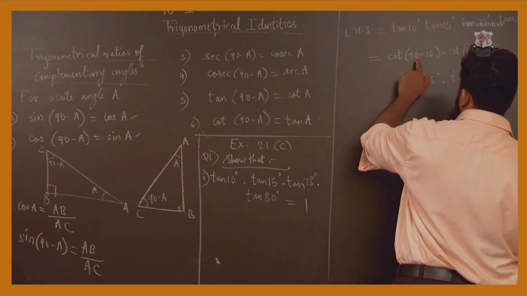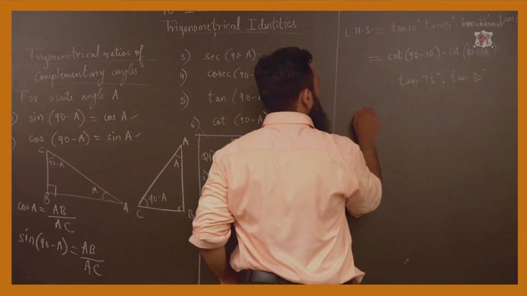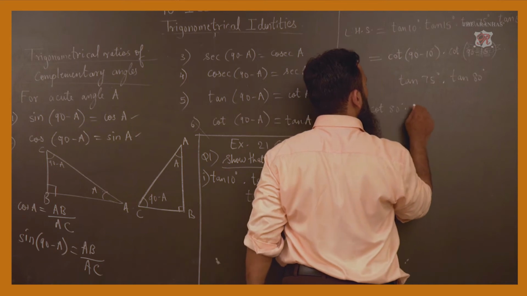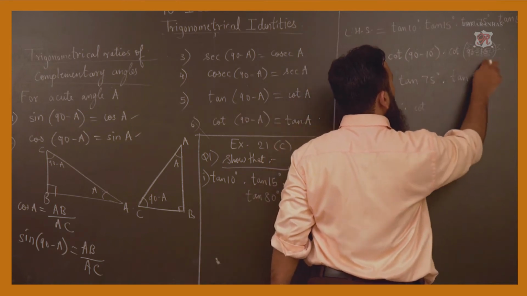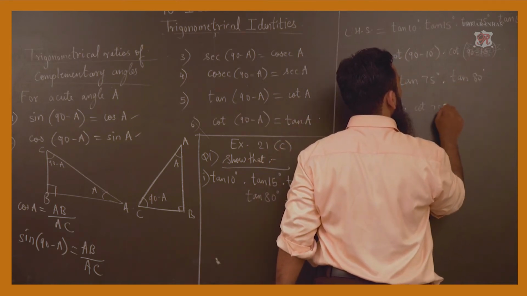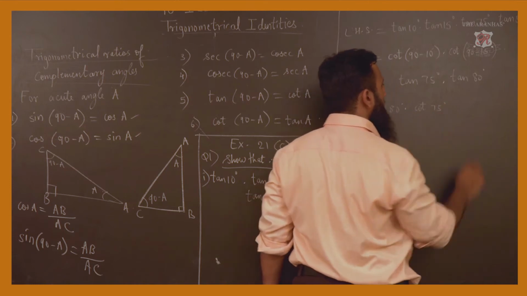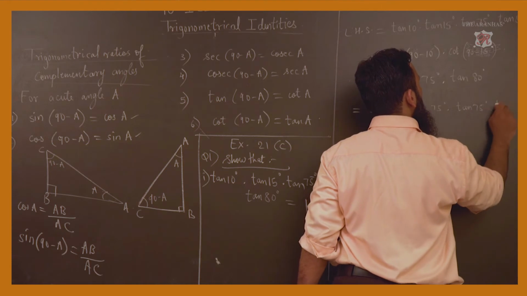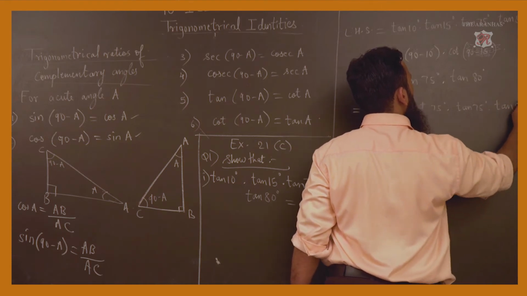Now tell me, 90 minus 10 is 80. So it will become cot of 80 degree into cot of 75 degree into tan of 75 degree and tan of 80 degree.